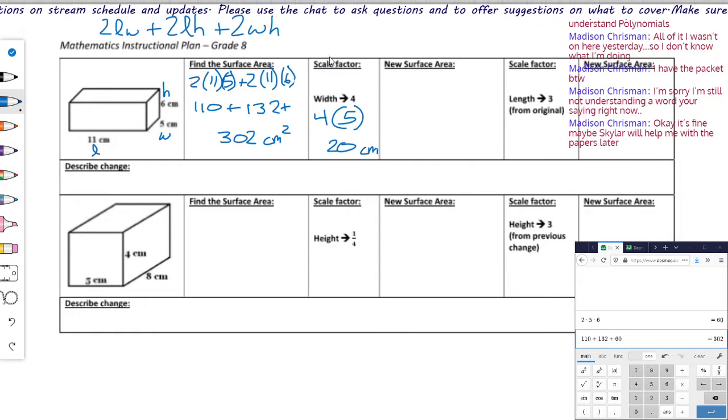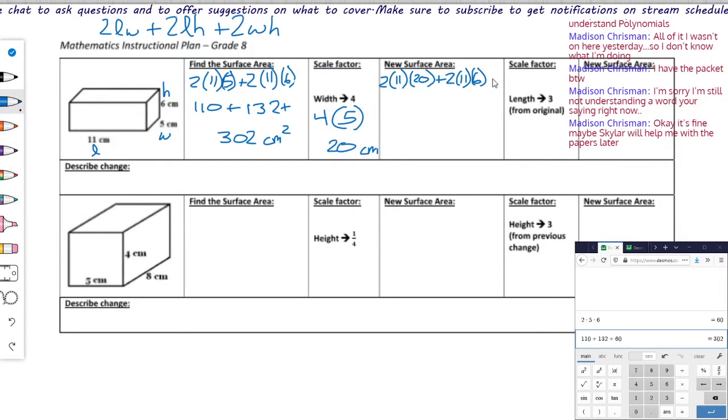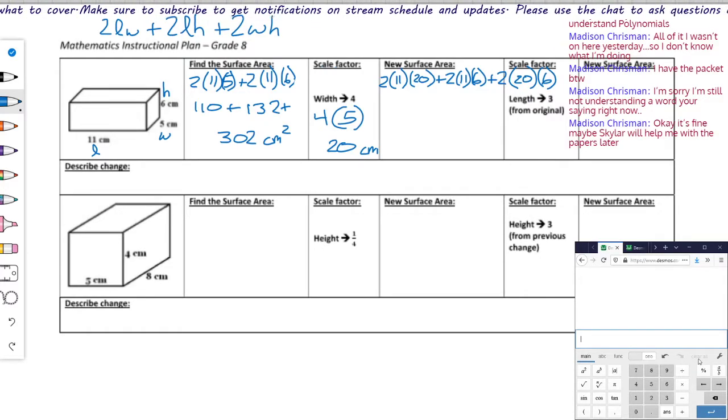So 2 times our length of 11 times our width of 20 plus 2 times our length of 11 times 6 plus 2 times our width of 20 times our height of 6. So trying to find what each term is equal to. 2 times 11 times 20 is going to be 440.